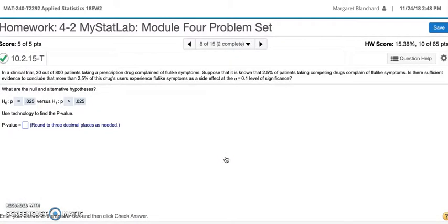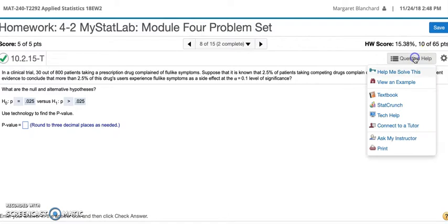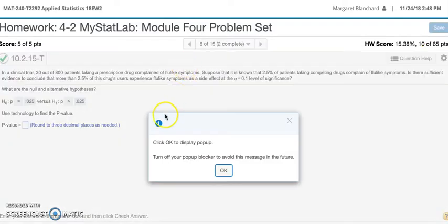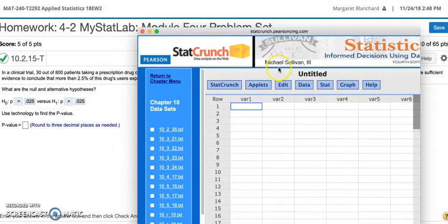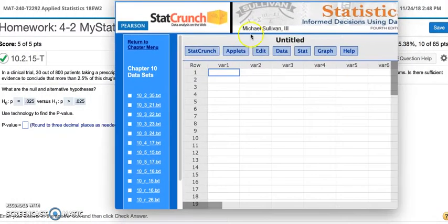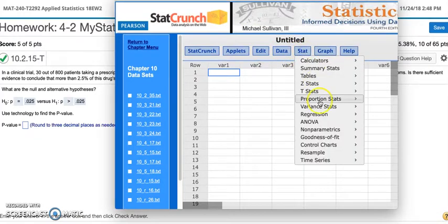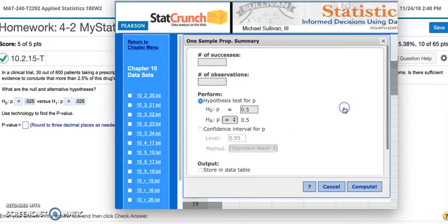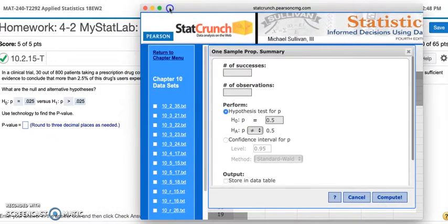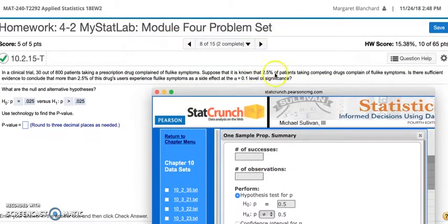Fantastic. Use technology to find the p-value. So let's go ahead and open up StatCrunch. Now, remember, we're dealing with the population proportion, so we're going to go to Stat, Proportion Stats, one sample, and with summary. We do not have a data set, we only have the summary statistics. So here, remember, that 2.5%, that's the value we're testing. That's that 0.025. This 30 out of 800, that's our sample data.